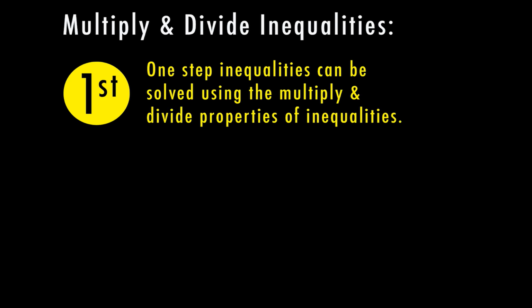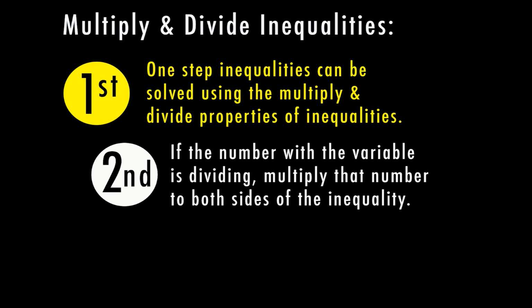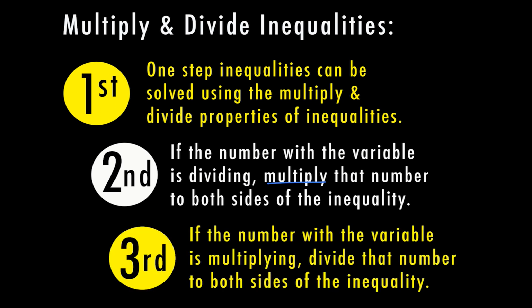All right. So let's go back over our steps here. First, when I have one-step inequalities, I can solve them by using the multiply and divide properties of inequalities. If the number with the variable is dividing, I'm going to multiply that number to both sides of my inequality. And if the number with the variable is multiplying, I'm going to divide that number to both sides of the inequality. And just to review, whenever I'm doing that multiplying or dividing both sides, I'm isolating my variable so that I can solve for the inequality.